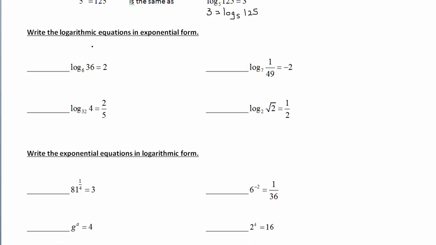All right, some of our work is going to involve writing the log equation in exponential form. So how do we get rid of the log equation and change it to something that's equal? The base of 6 on the log is also the base of 6 on the exponential. 6 squared equals 36. We know that's true, so we must have changed forms correctly.